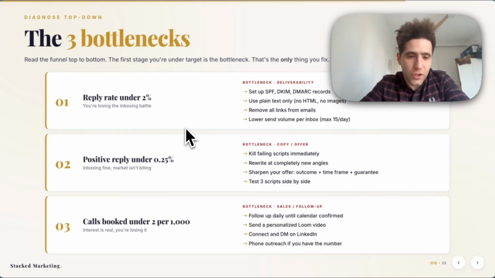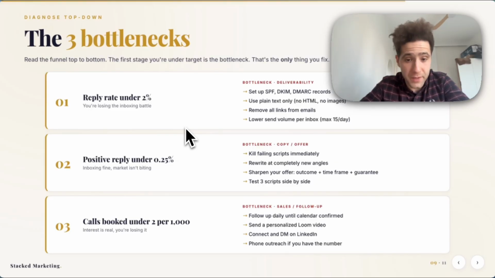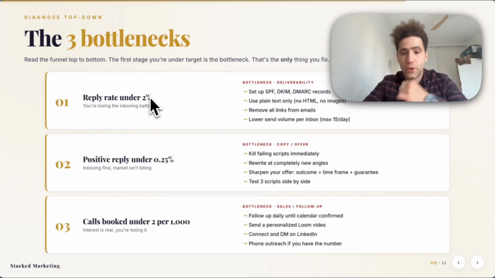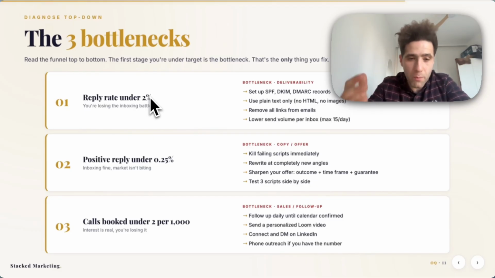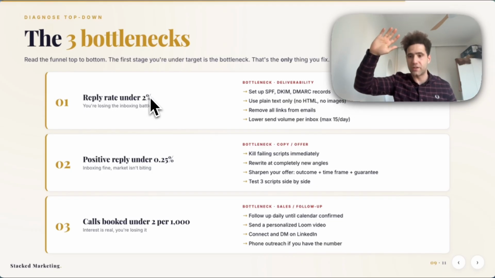Okay, now what do you do if you have a strong response rate and a strong positive response rate, but you're making less than 2 booked calls per 1,000 prospects? The bottleneck is probably going to be around your inability to follow up effectively, because if you have a strong enough response rate, you know that your emails are landing in the primary inbox. And if you have a strong positive response rate, then you have something that the market is interested in. You have enough people raising their hands saying, yes, I'm interested in this.